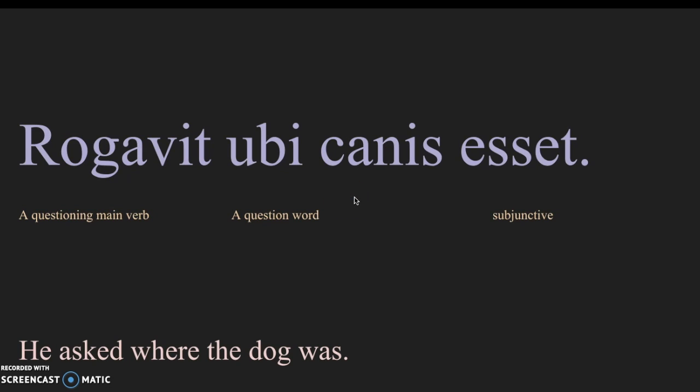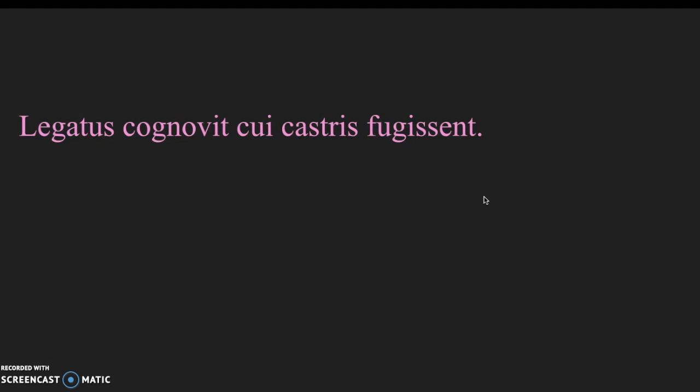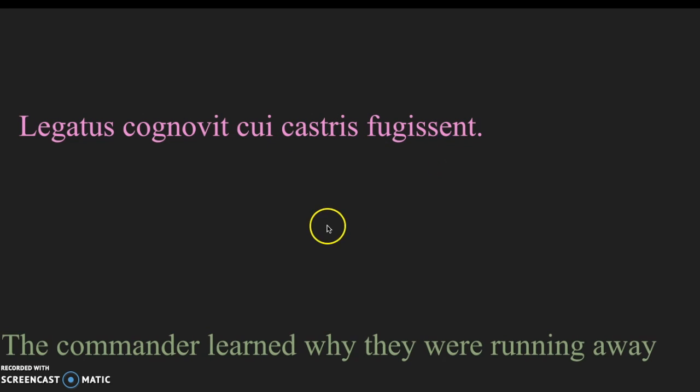Here is a sentence. Rogat ubi canis sit. Rogat is our questioning main verb, and ubi is our question word, and sit is our subjunctive. Another example is legatus cognovit cur in castris fugissent, which means the commander learned why they were running away. Cognovit is our questioning main verb, cur is our question word, and fugissent is our subjunctive, pluperfect subjunctive.